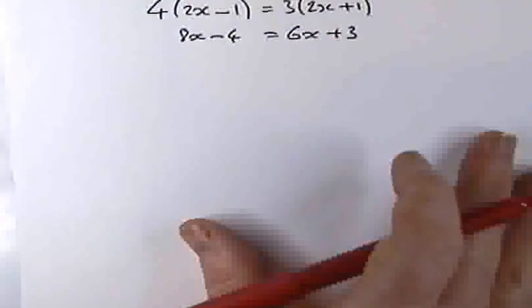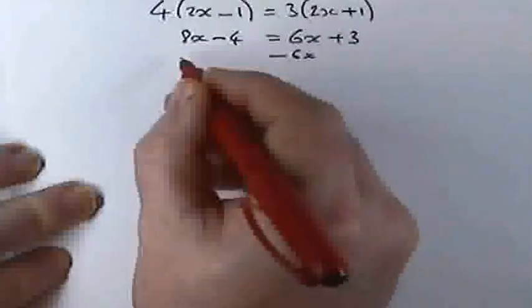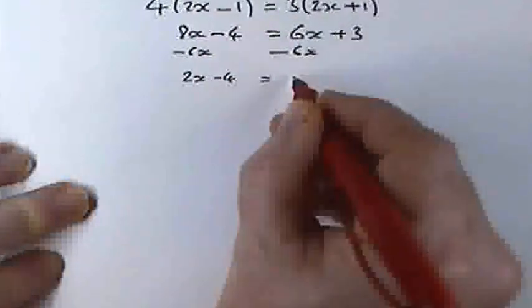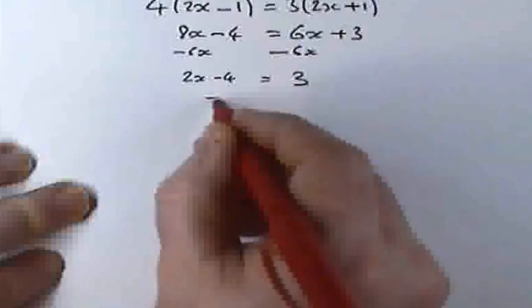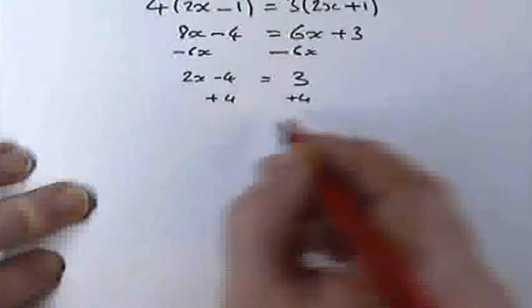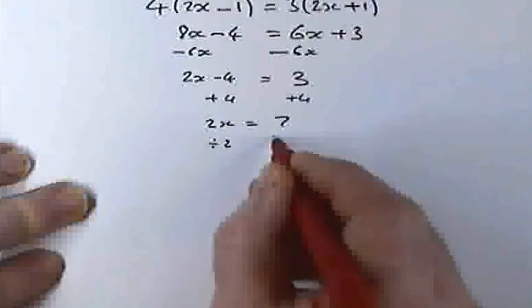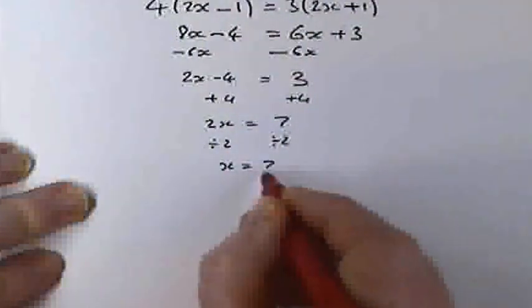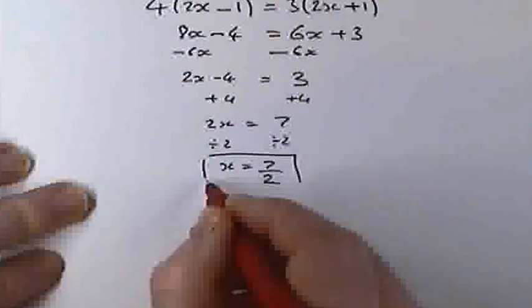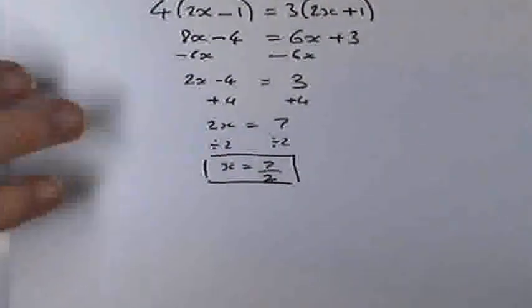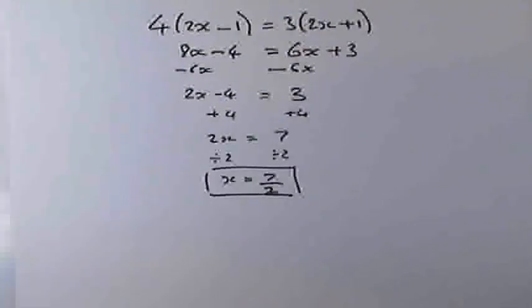Now we're going to get rid of the smallest number of x's, which is 6x. So we take 6x from both sides, and we get 2x take away 4 is equal to 3. Now we add 4 to both sides, 2x is equal to 7, and we divide both sides by 2. Oops, that's 7 over 2. Okay, so that's as far as they can really go with it.